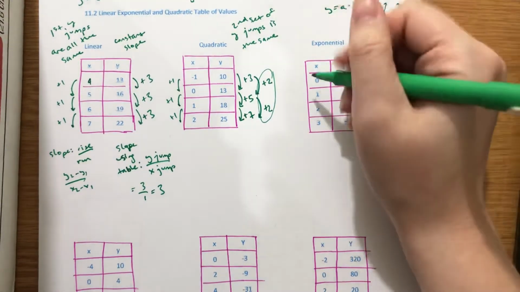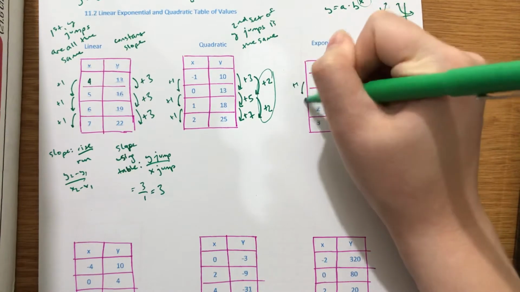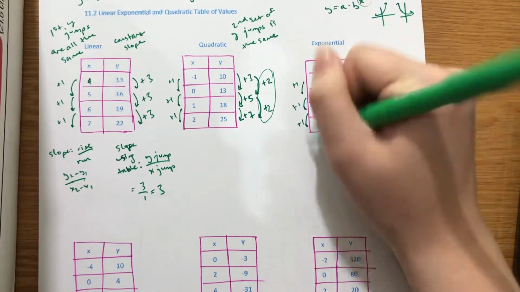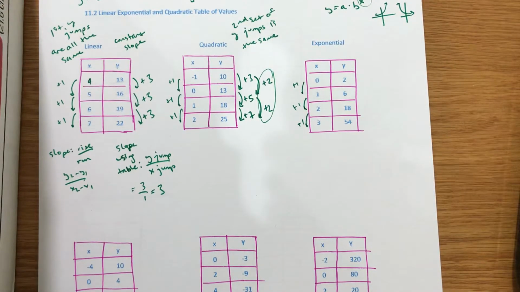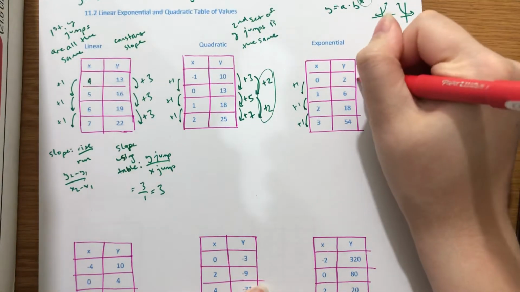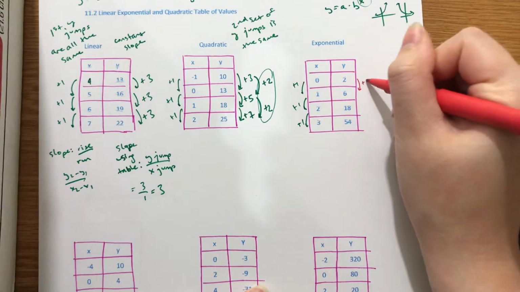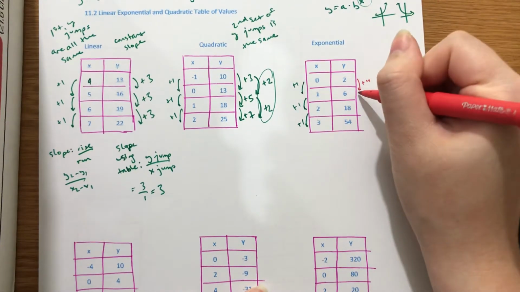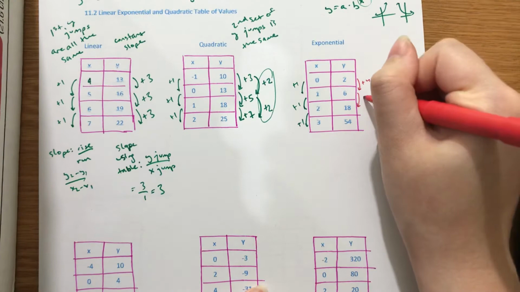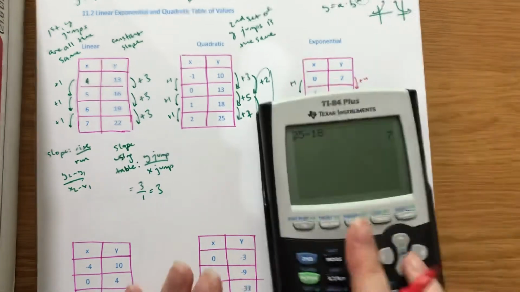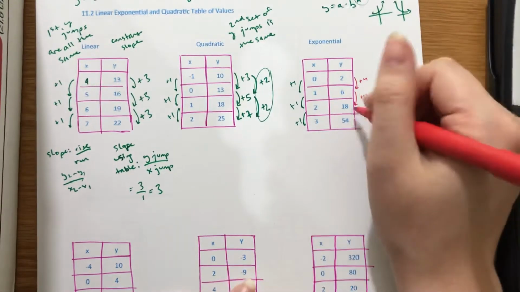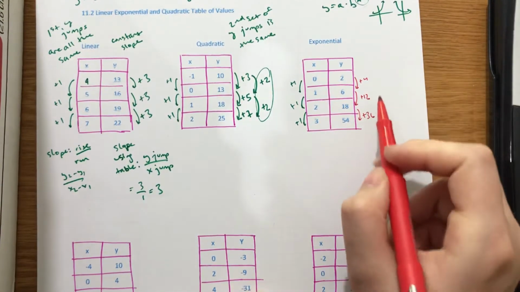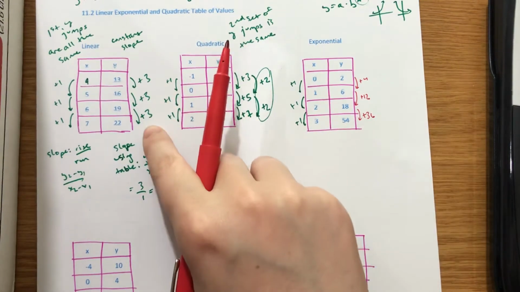So check your jumps. On the left side, plus 1, plus 1, plus 1. The left side should always be something simple. But on the right side, I'm going to use a different color. Let's imagine that we're adding. How do we get from 2 to 6? Well, 2 to 6 would be plus 4. 6 to 18 would be plus 12. 18 to 54, 54 minus 18 is 36. Plus 36. Okay, well, that's definitely not linear, right? It's not going up by the same thing each time.